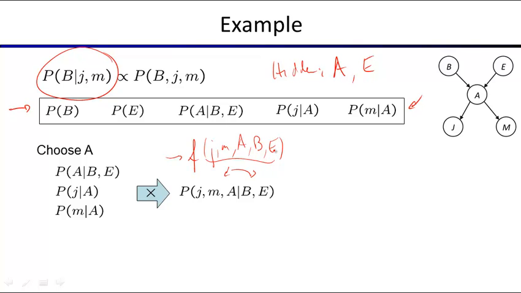After we join, we sum out over A, which is the one we chose to join over. So we sum out over A, and we get a new factor. Again, we could call this one F prime, and this one F over J, M, B, E. Perfectly fine. Questions? Yes?